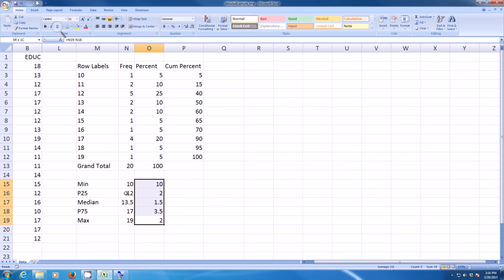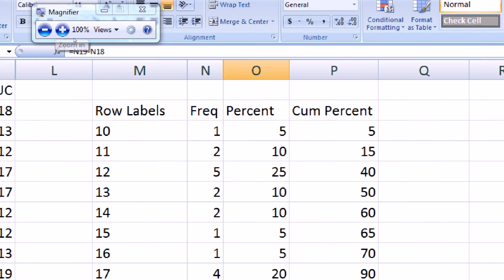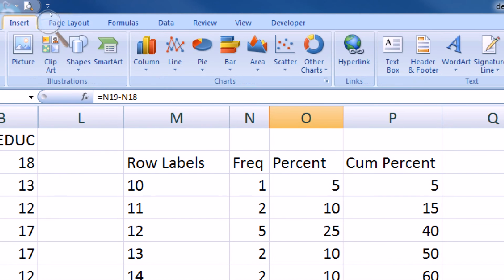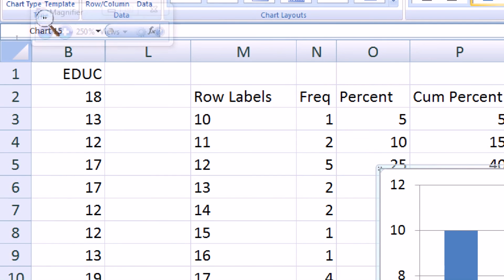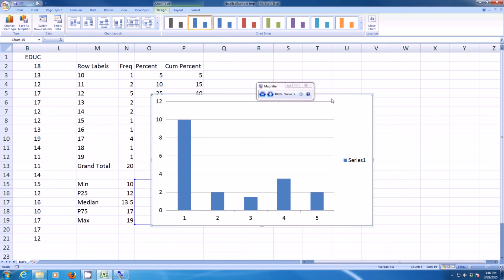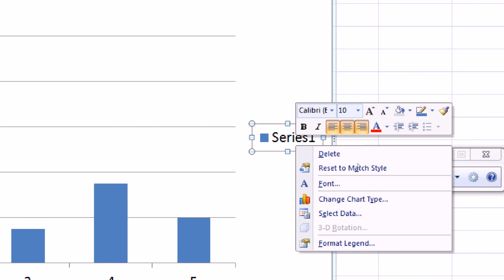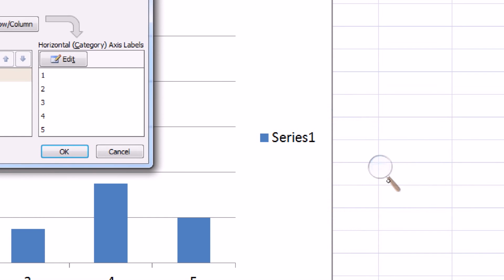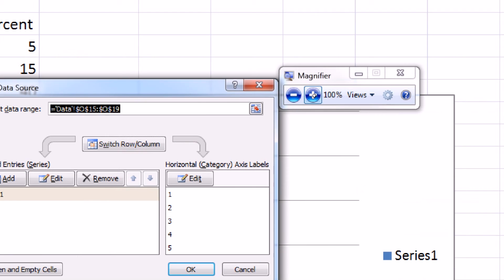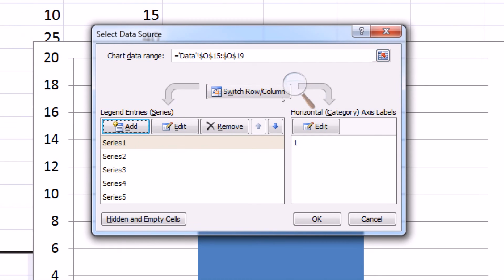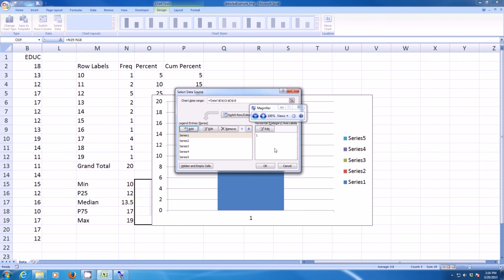If we highlight these values and go up here to Insert, Column, and choose a stacked column graph, this is what we're going to need. Notice here that Excel has created a graph, although it's not the one that we want, so we have to change this a little bit. If we click here, right-click, and go to Select Data, all we have to do is go up here and select Switch Row/Column. And so this looks more like what we want.